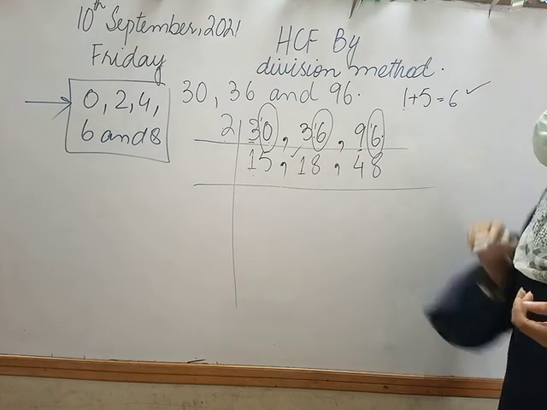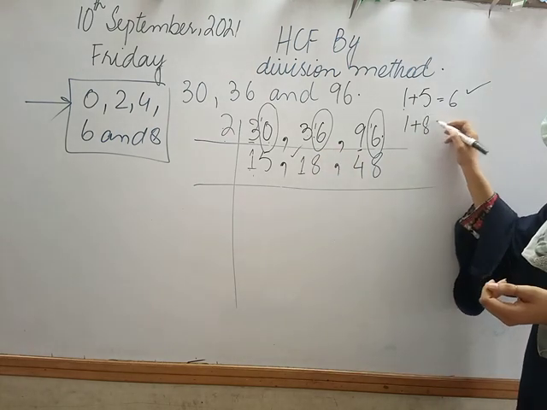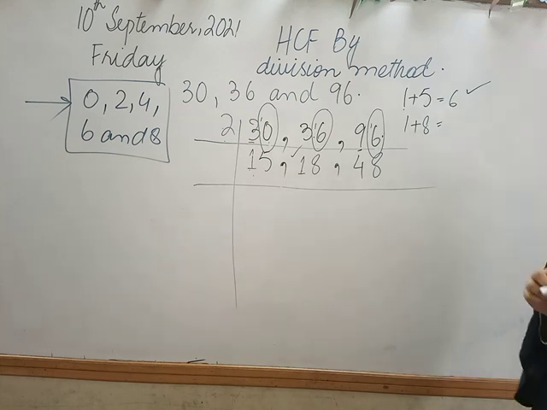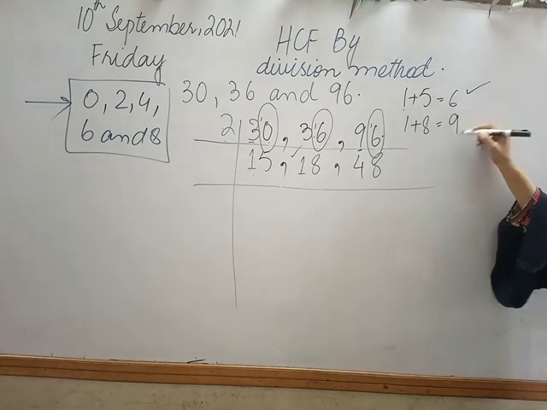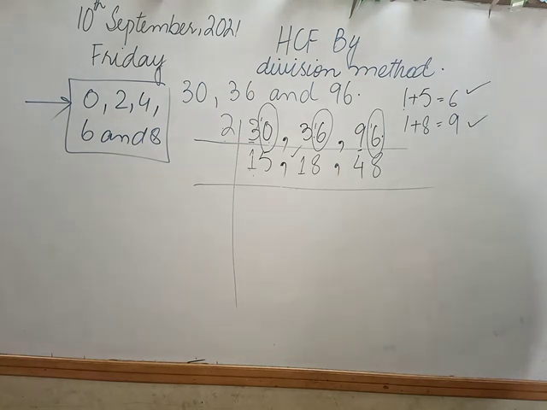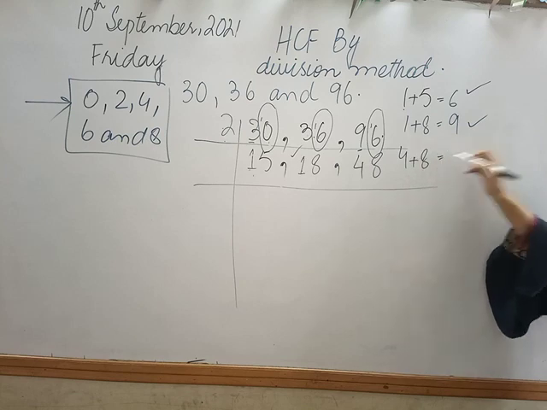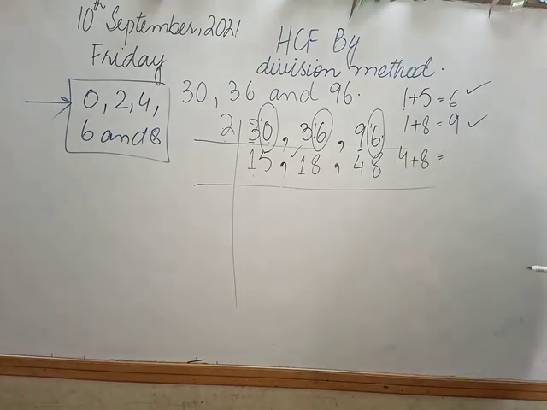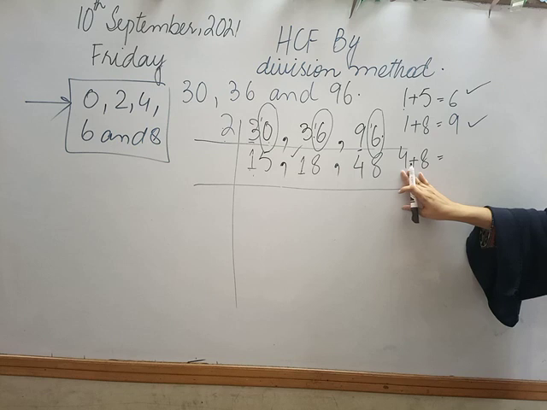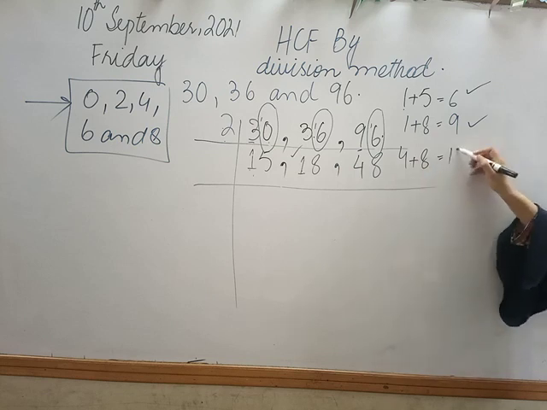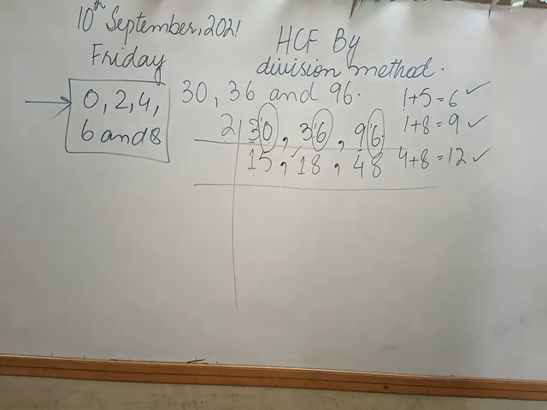Now the second number. अब इसको भी check कर लेते हैं. 1 plus 8 is 9. Very good. So 9 is divisible by 3. Yes, very good. Now we have another number, which is 48. I will simply check by adding the digits, which is 4 plus 8. I have 12 in the end. So who will tell me, is 12 divisible by 3 or not?